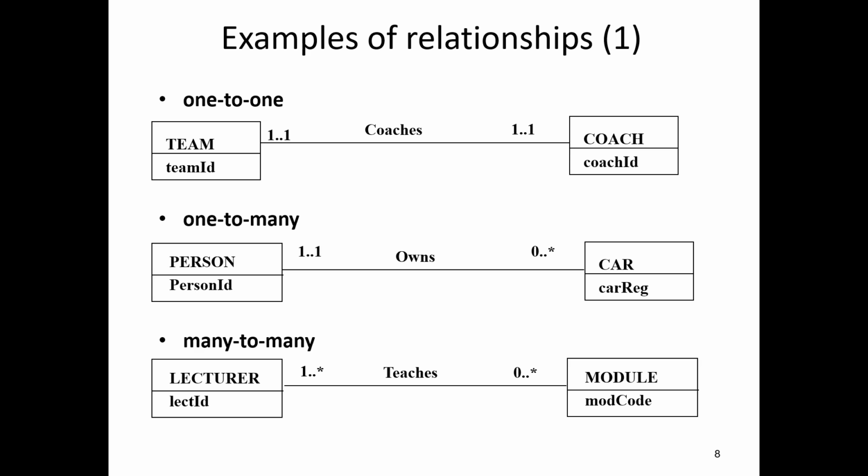So many lecturers can have multiple modules, while a single module can also have multiple lecturers. Say your English literature teacher is different and your English grammar teacher could be different. And similarly, many cars can have only one owner. So even if there are many cars, each will always have one owner. And like one team will always have one coach. So that's a one-to-one.